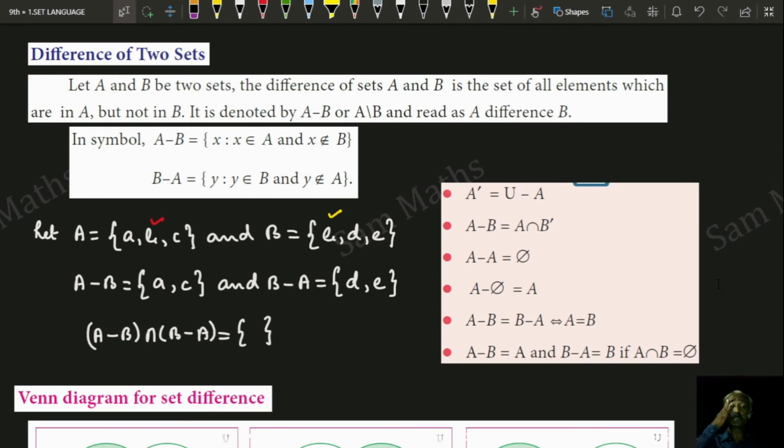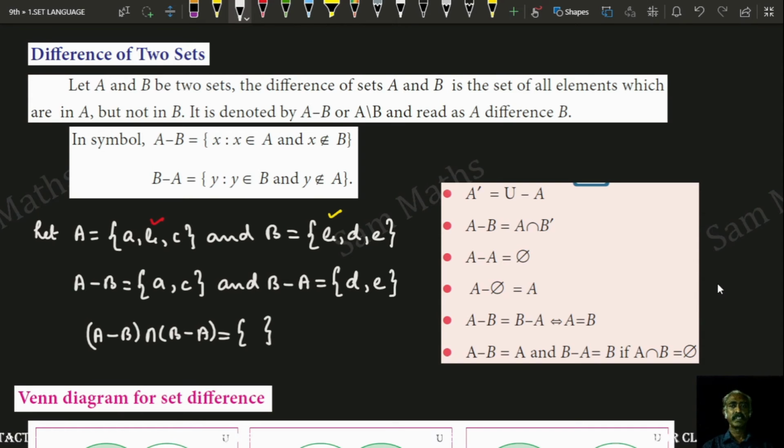A dash is equal to U minus A. Okay, from the universal set you have to subtract A, that is A dash. A minus B is equal to A intersection B dash. A minus A is always null set. A minus null set is equal to A. If A minus B is equal to B minus A, then A must be equal to B.